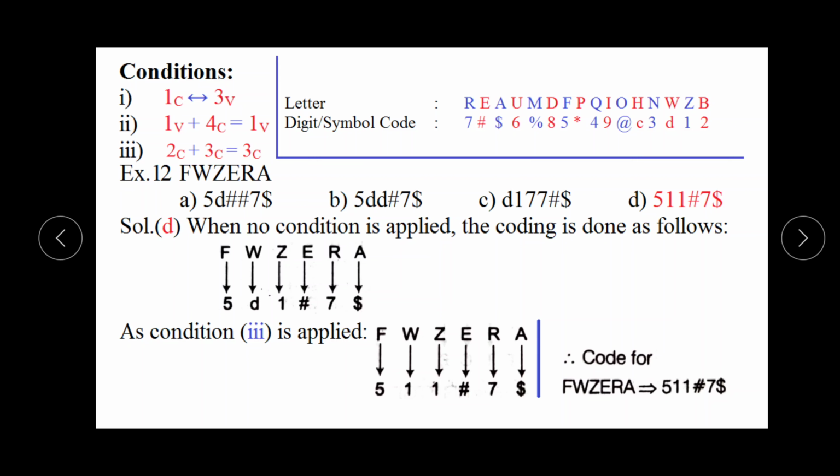Then we will check the second condition. In it, it is given that at the first position there should be a vowel, but the vowel is not there. It means the second condition also will not apply. We will check the third condition. In the third condition, the first is a consonant, yes, and at the third position it is a consonant, yes. It means we will use the third consonant's code at both places. So we will replace this D by 1. The newly formed code will be 511#$7. This is the code for the given word, the fourth option.